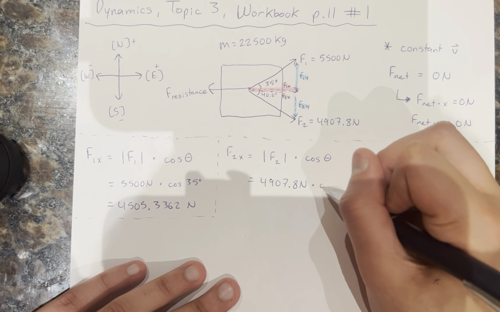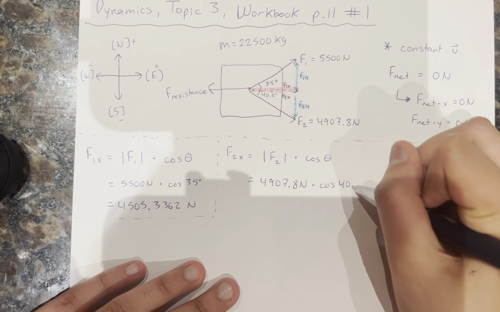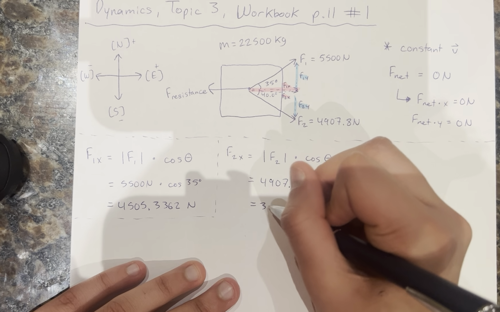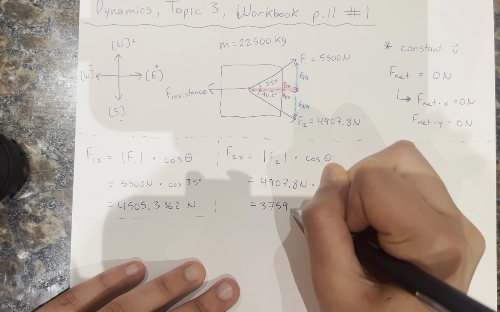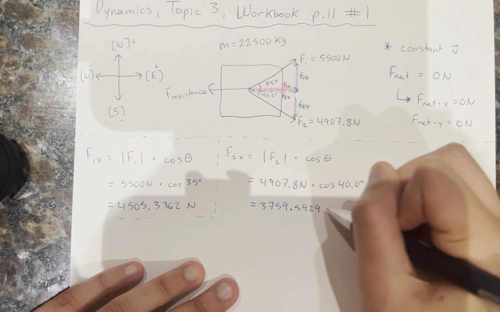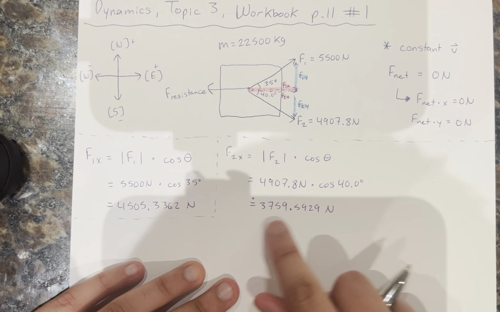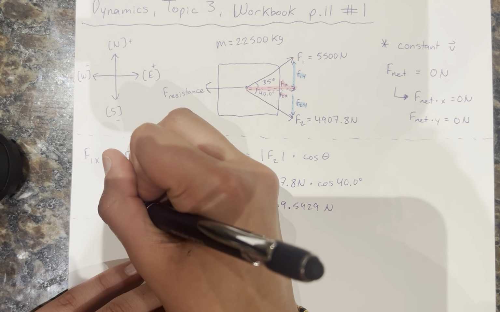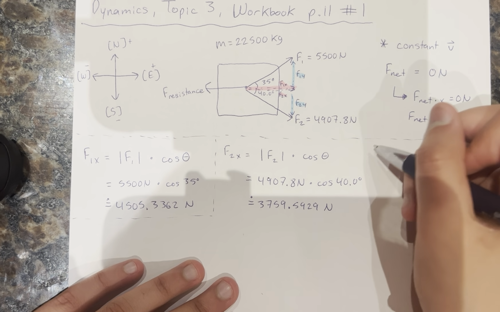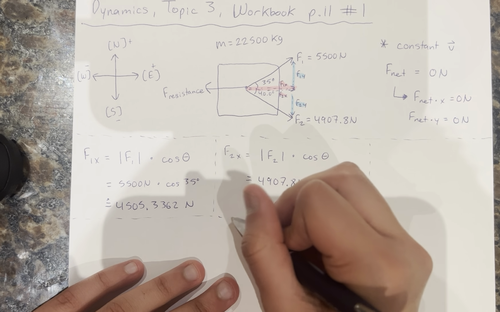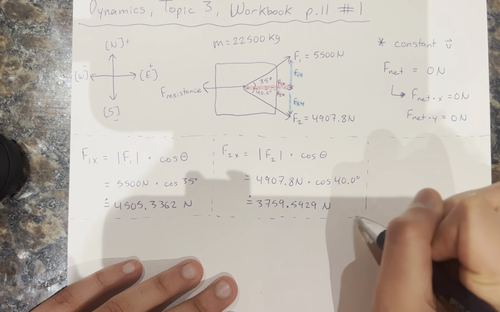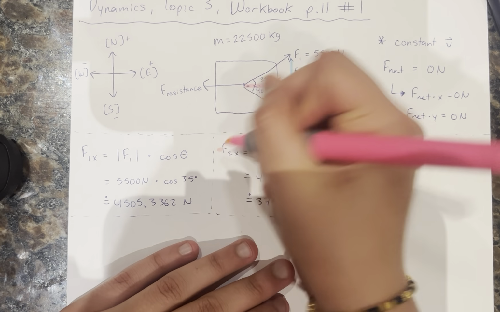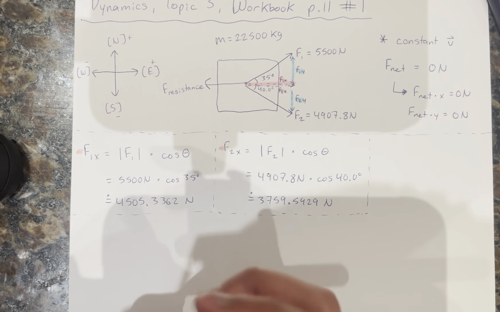times cos of 40.0 degrees, and the answer you should get is 3,759.5929 newtons. There's probably going to be more decimal places after that, but 4 is enough for this question. And there is your answer for F2x. I'm also going to color code these. Since both of these are x, they're both pink, and that matches with our diagram.